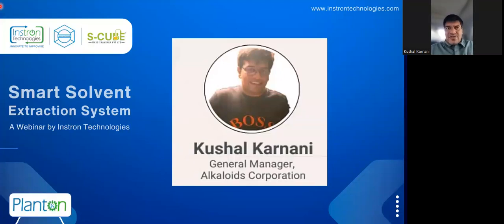With the help of Instron, we could develop an integrated smart solvent extraction where the molecule that we manufacture is highly potent for humans and consumed in metered dosage. Before getting into the role of automation and how it has helped us, I would like to talk a little about Instron.